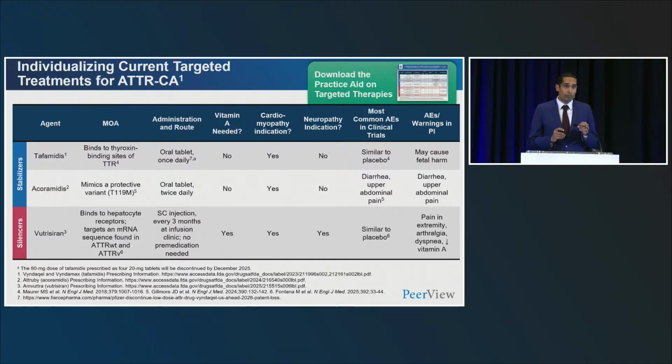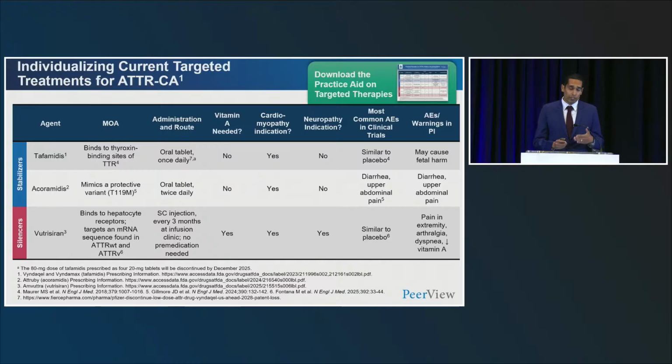Okay. So let's talk about targeted treatment. I think this is probably one of the most important aspects of care for patients with cardiac amyloidosis. We have currently FDA-approved medications, 3 of them: 2 stabilizers, 1 silencer: tafamidis, acoramidis, and vutrisiran. The stabilizers work to stabilize the molecule so they inhibit dissociation into the monomers and misfolding and organ deposition as a result. And vutrisiran is a silencer, so it decreases the production of TTR in the liver, targeting mRNA.